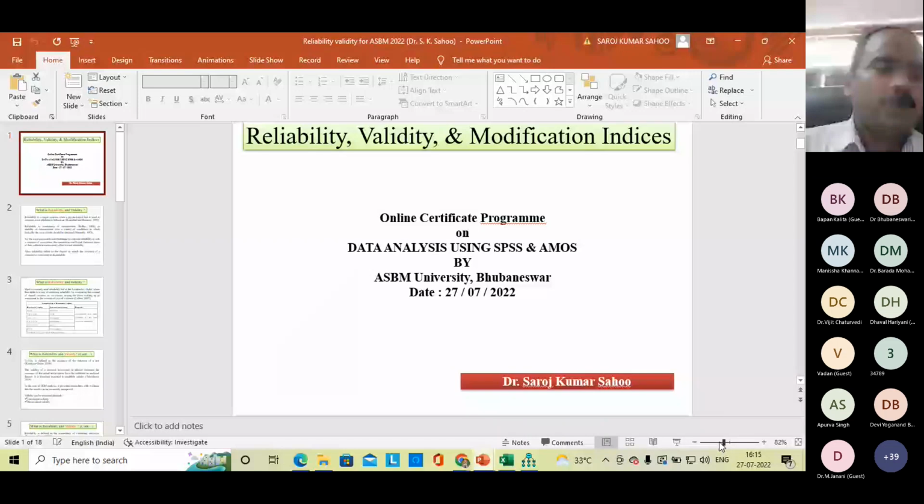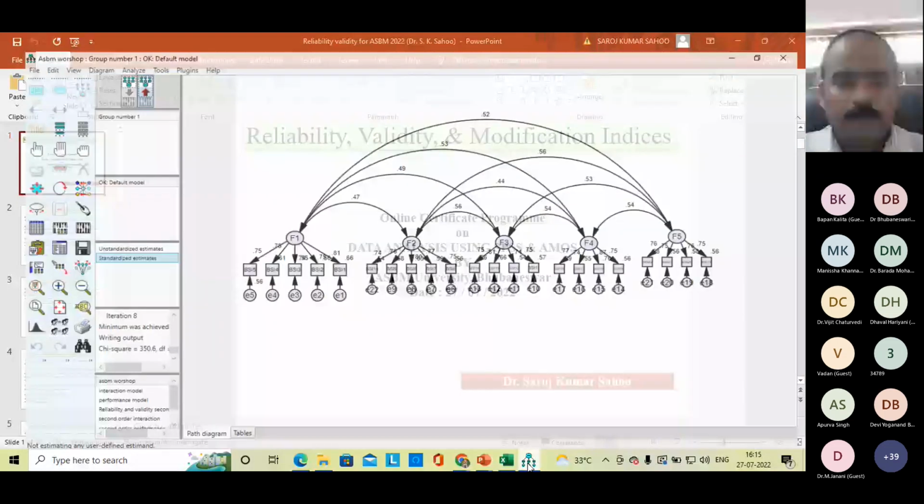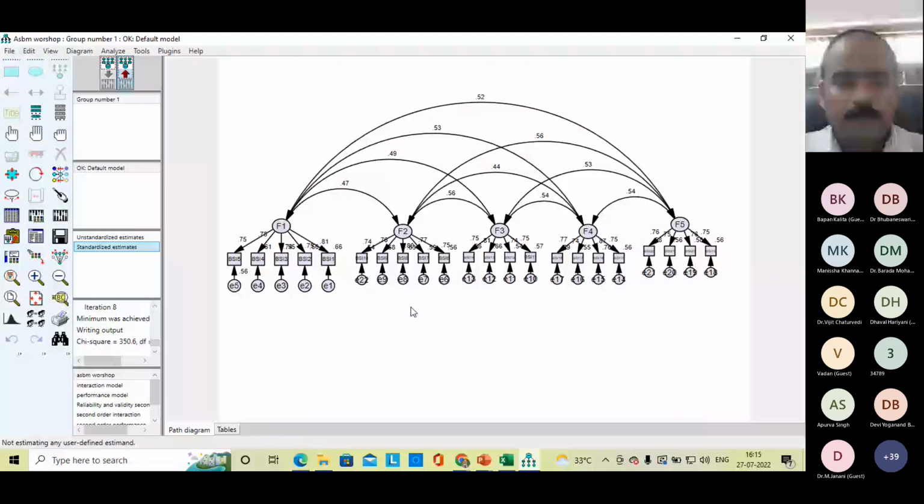Okay, so we are discussing reliability and validity and the modification indices. So many things are there today, but unfortunately I do not know whether everything will be covered. Look at this model. What is reliability and validity in the case of SEM or CFA? Now let us discuss only CFA, confirmatory factor analysis.